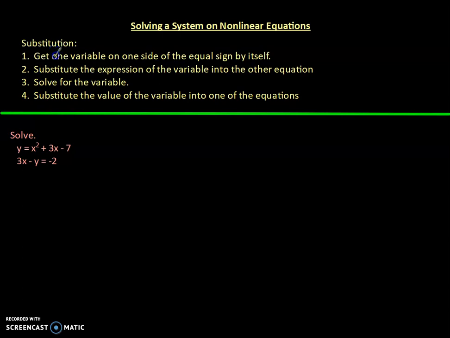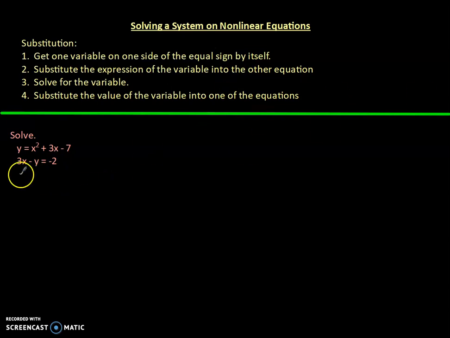You want to set it up first by getting one variable on one side of the equal sign by itself. So notice that step one has already been done. The first equation has y on one side of the equal sign by itself. So we already know what y equals, which sets us up for substitution because for step two, we're going to substitute the expression of the variable into the other equation.